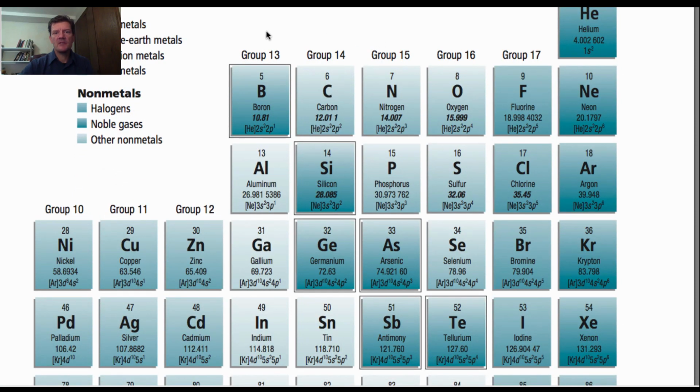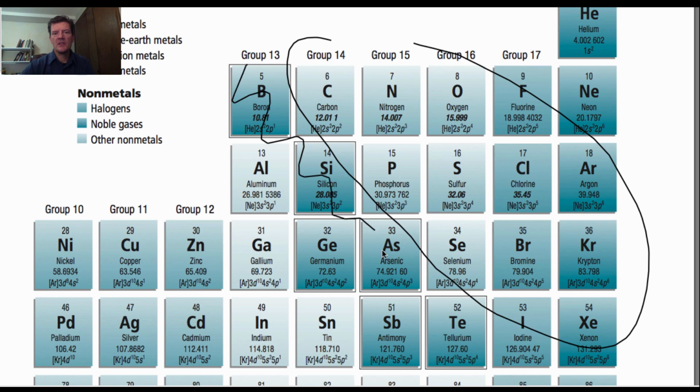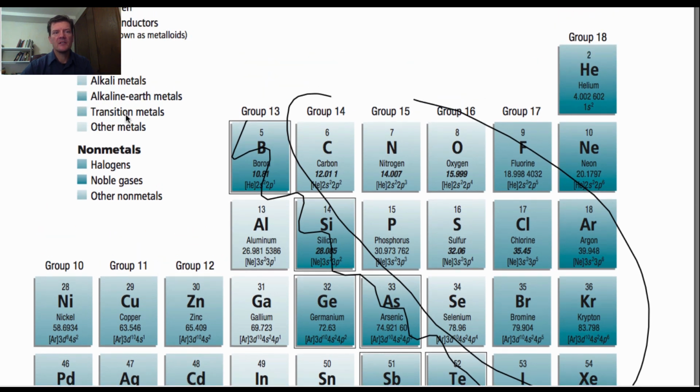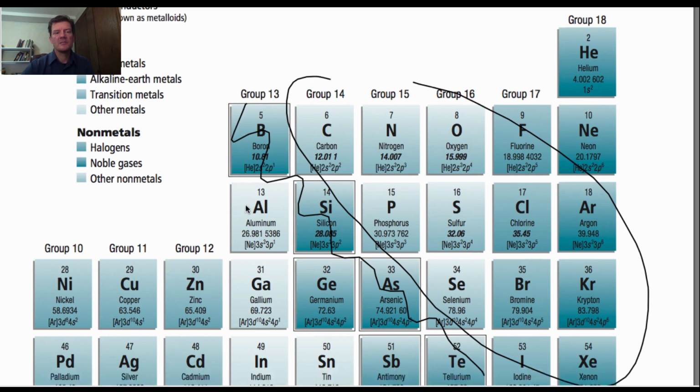And your non-metals are over here on the right side. And in between, you've got these elements that are kind of metals or non-metals. They can maybe act as both, depending on maybe what temperature they're at or other things. And those are called your metalloids.